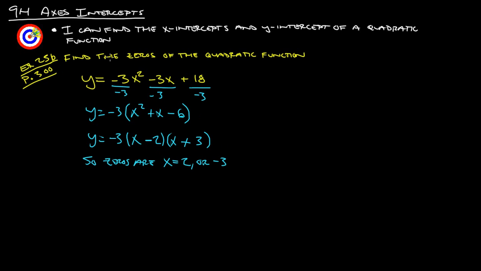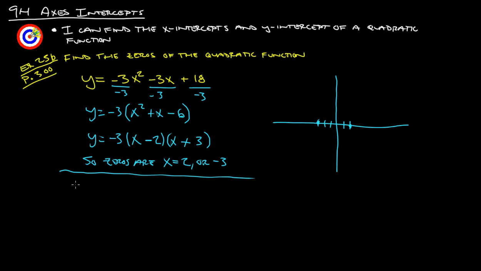This specific example didn't actually ask for the y-intercept, but since that's one of our targets, let's find the y-intercept as well. We found the x-intercepts, which are here and here. Now we'll want to find the y-intercept. When we're looking for the y-intercept, everything all along this line has x equals 0. So all we want to do is plug in 0 for x, and we'll find our y-intercept.